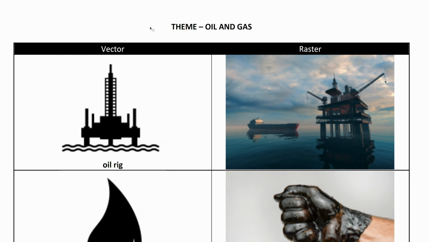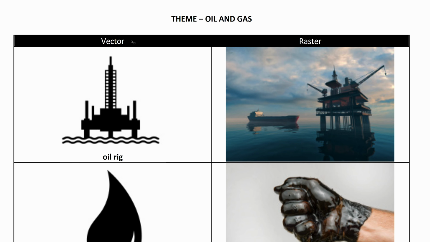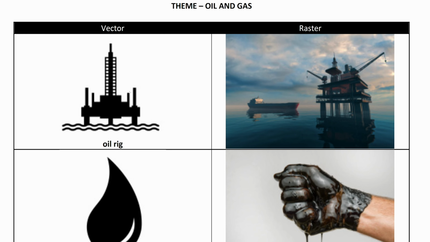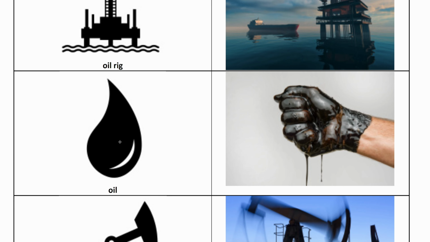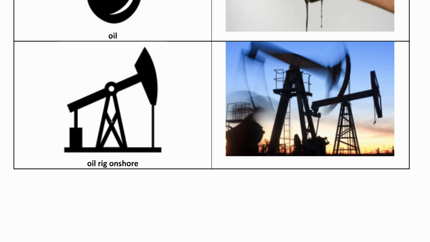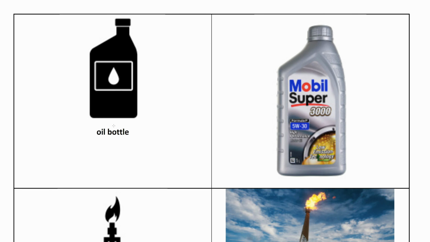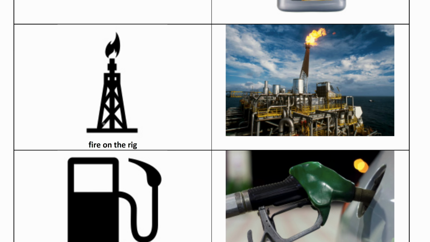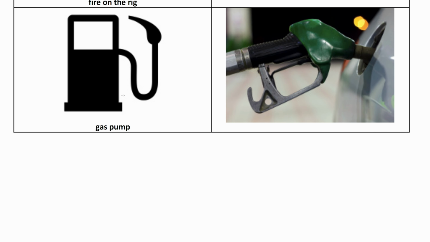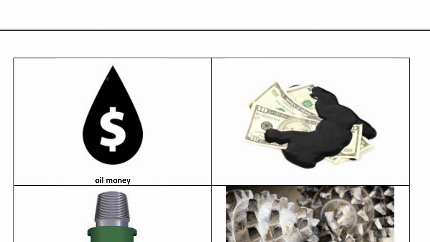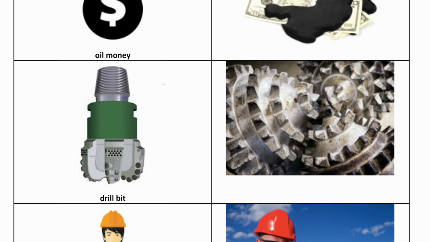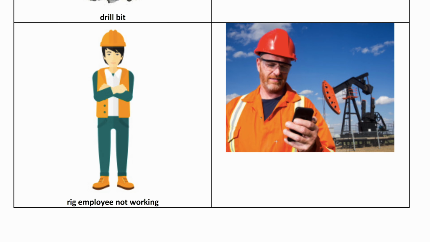So here's an example. This person picked oil and gas. That's their theme. So they put vector on one side, raster on the other. This is an oil rig. This is a vector artwork version of it. Here's a photograph, which is a raster image. Oil, vector, raster, oil rig onshore. And then they just kept that oil theme going. So an oil bottle, fire on the rig, gas pump, and they just kept going for all of those. So that's an example of what that would look like.